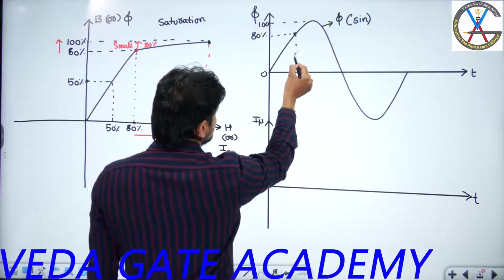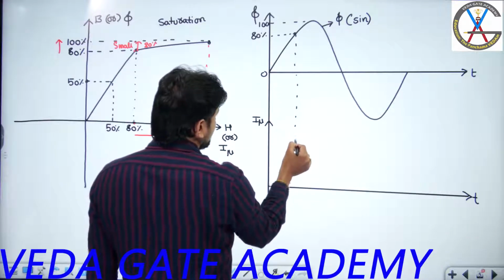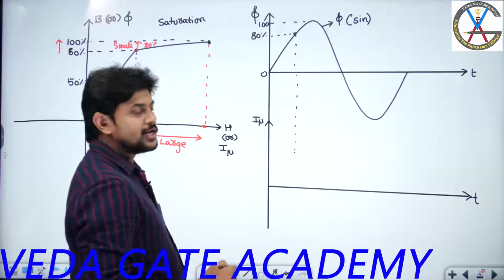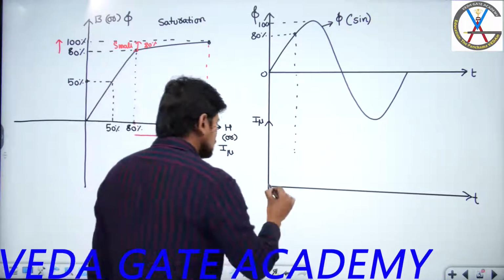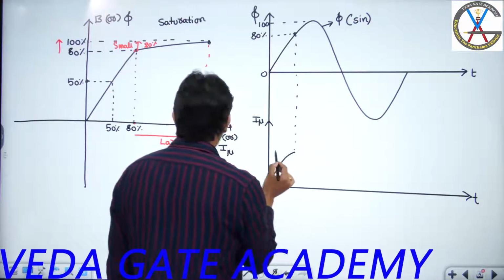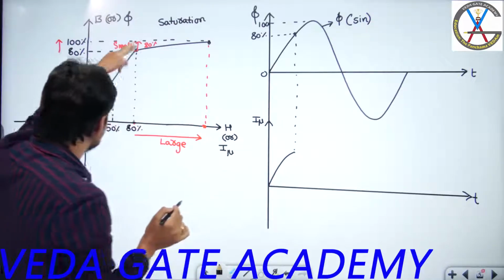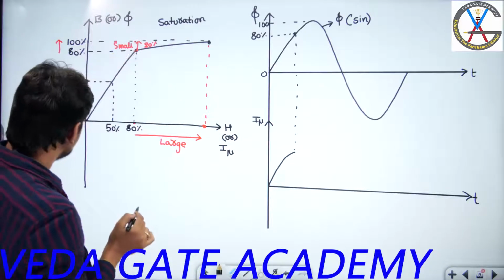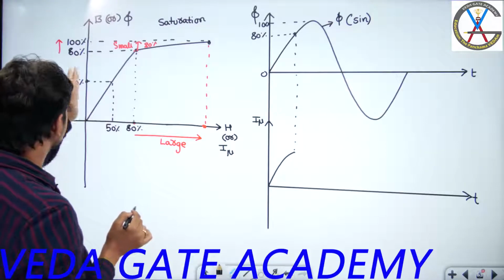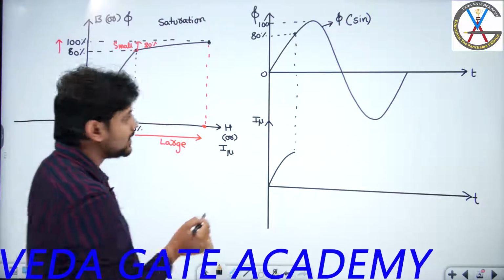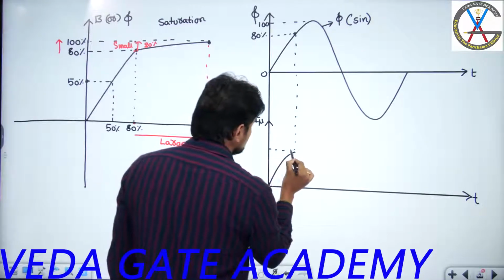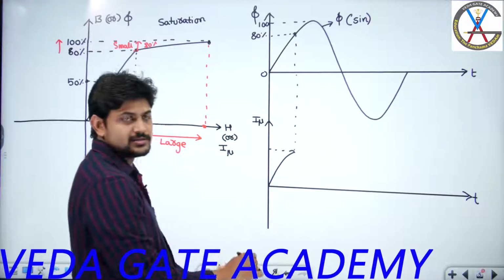Now if I extend this, from 0 to 80% of the flux, I require 0 to 80% of magnetizing current, since I am assuming this is one slope, a linear fashion. So if the flux is increased by 80%, the current is also increased by 80%. So let us assume this is my 80% of magnetizing current.